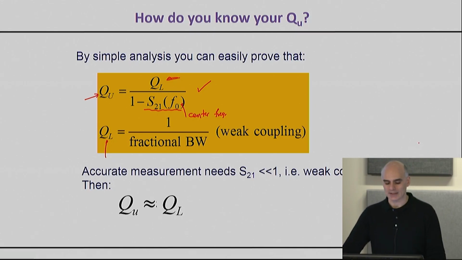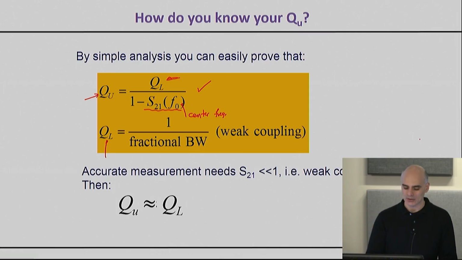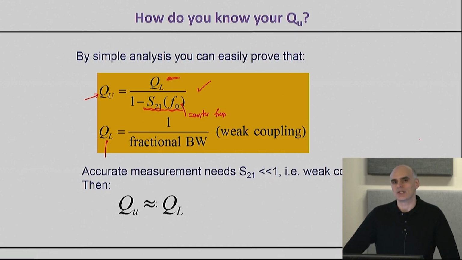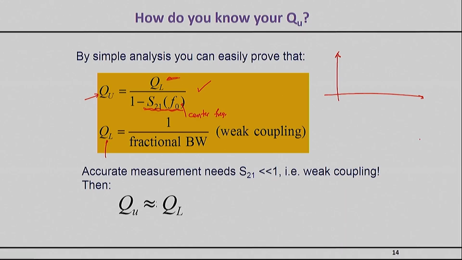The trick here is that even though in principle this measurement will work for any value of S21, ideally you would like this S21 number to be a small value. You don't want, when you make this measurement, for your S21 to be close to 1. Because if the S21 ends up being close to 1, then this number here is going to be approximately 0.